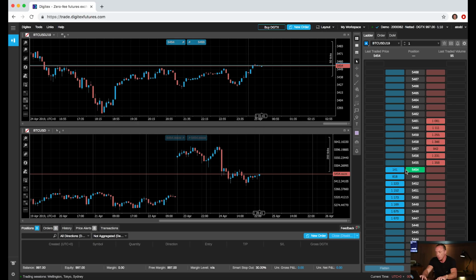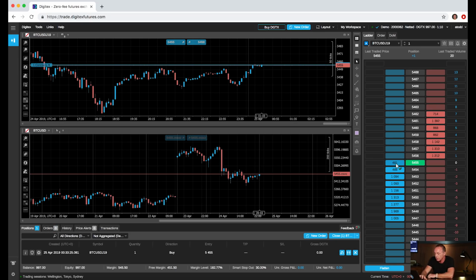All right then, so let me place a bid here. Let's place a bid here so that I actually get filled. So here I've got one, there we go. So that got filled. Here you can see my position is one. I've bought one contract on the ladder. I bought that at, what was it? It was 54.55. All right, so I'm long one contract.